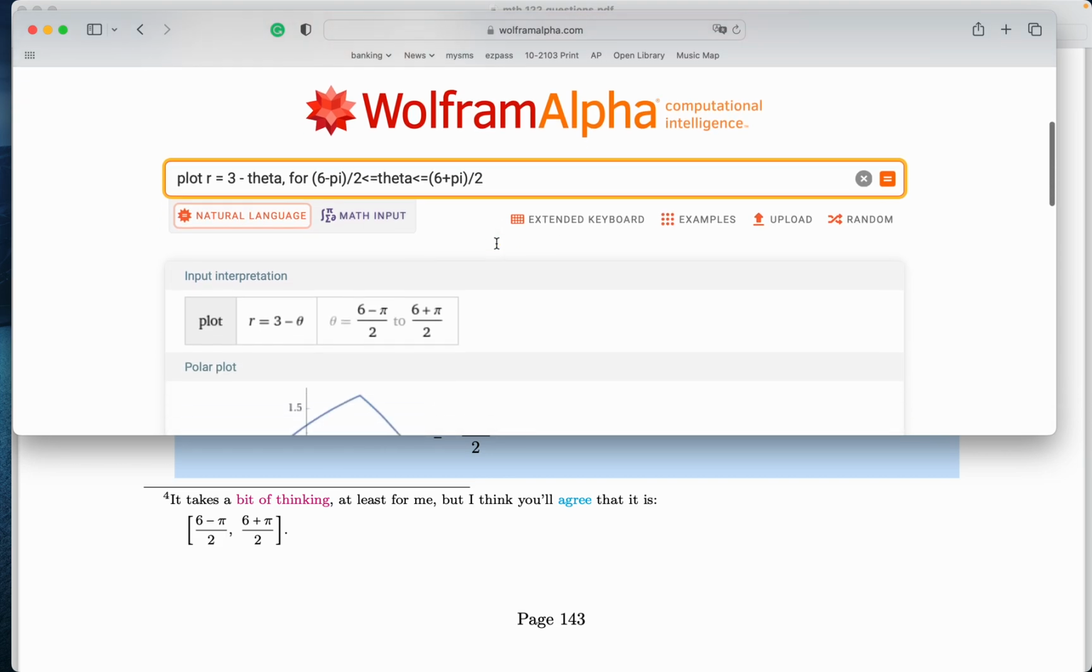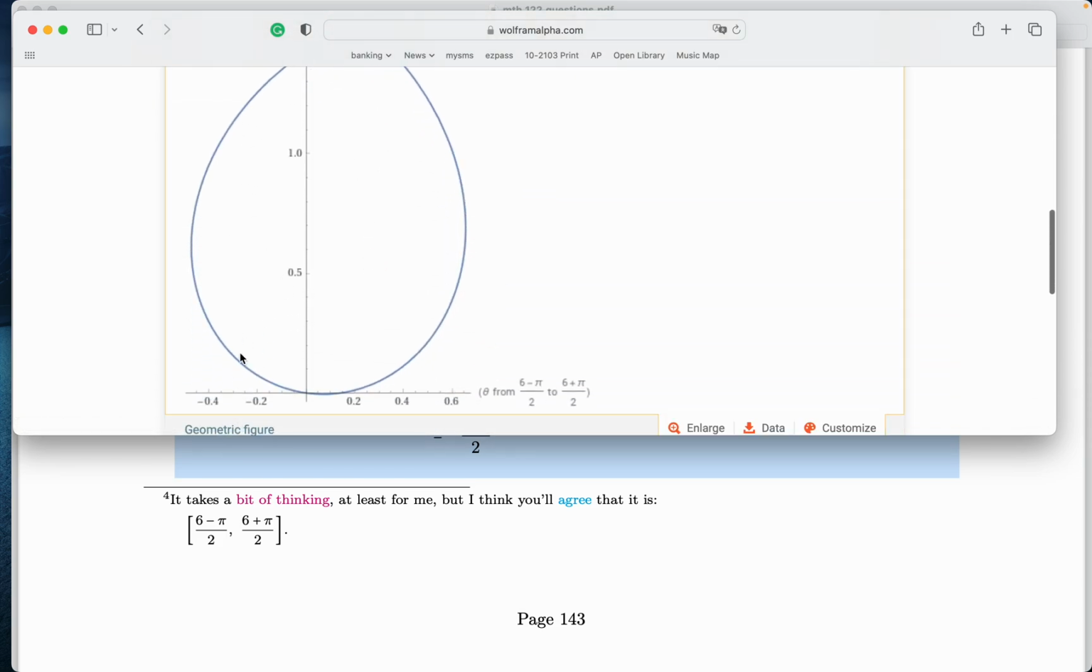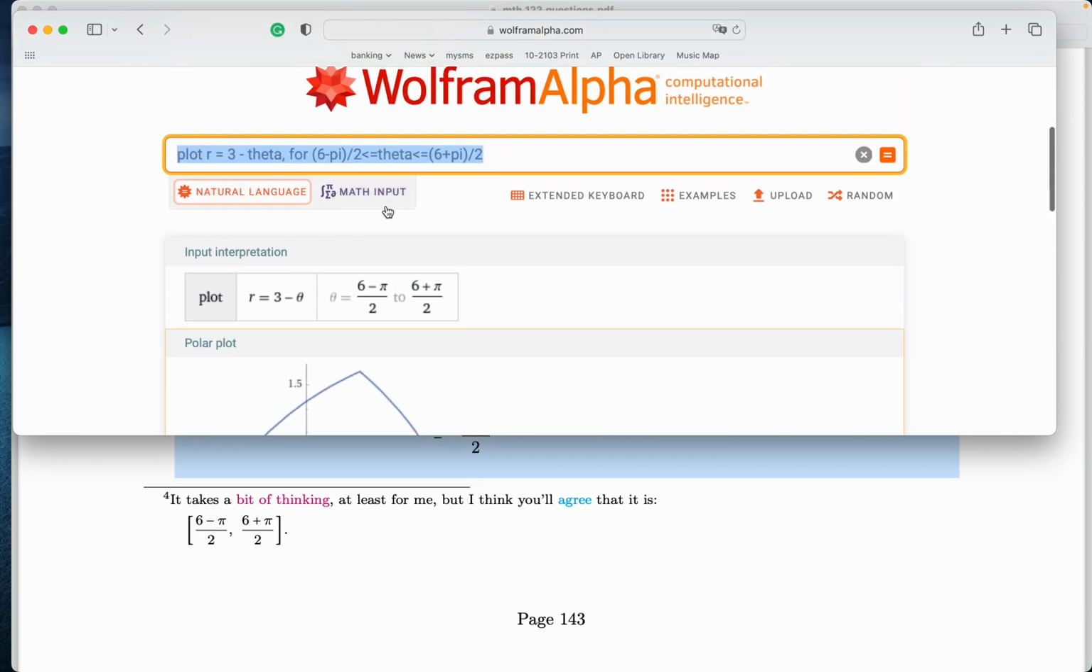And I asked it to graph it, and what does it do? It says it's going to plot it. It's telling me how it interprets my statement up here, and it says for theta between those two numbers. And what does it do? Graphs it out. Now, granted, I would play around with this now.